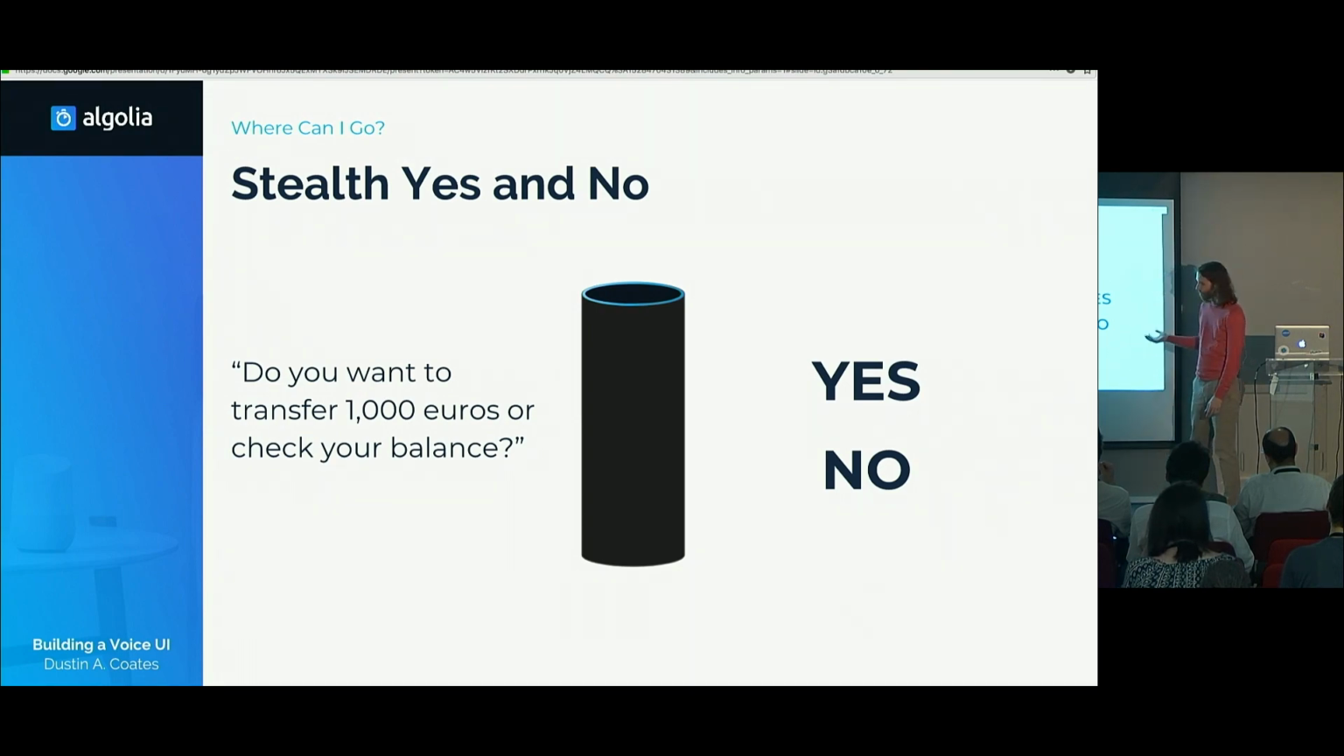Do you want to transfer 1,000 euros or check your balance? This seems pretty easy, right? Yeah, I'll transfer 1,000 euros, or yeah, I'll check my balance. But yes in this case could mean I want to do one of those two. No can mean I don't want to do either of those two. And so it's difficult for the user to know, hey, what exactly can I do here? And it's difficult for you to figure out what does the user mean when they say yes.